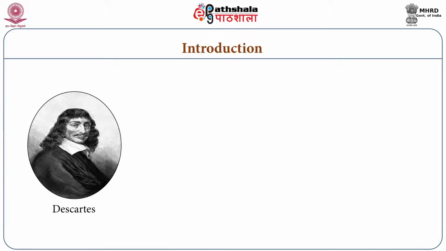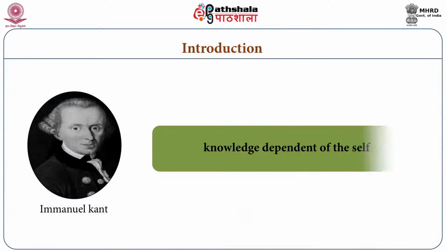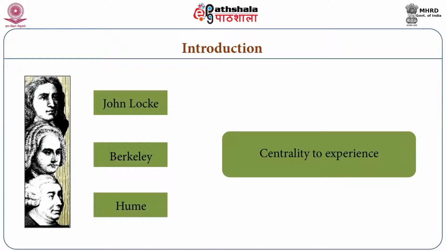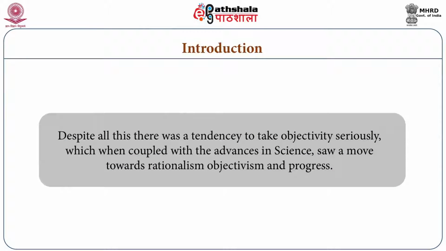Descartes postulated the centrality of the I, where he said: I think, therefore I am. Kant made the entire knowledge dependent on the self. And then you have empiricists like Locke, Berkeley, and Hume, who also looked at the centrality of experience. Notwithstanding all these things, there was a tendency to take objectivism more seriously, and that seriousness got coupled with the advances in science, which move towards objectivism, rationality, progress, matter, and things like that.